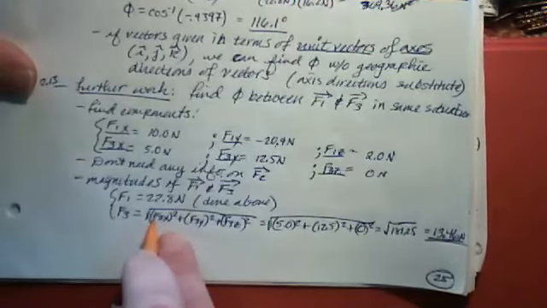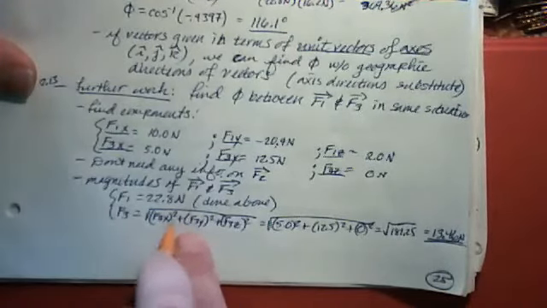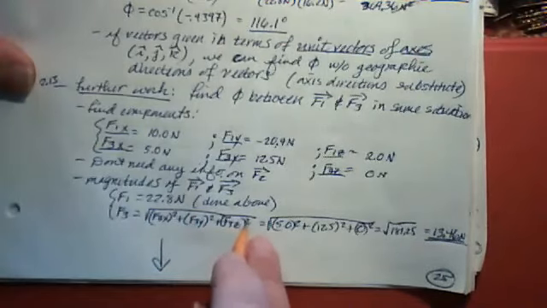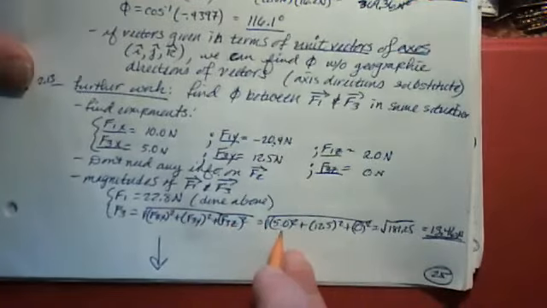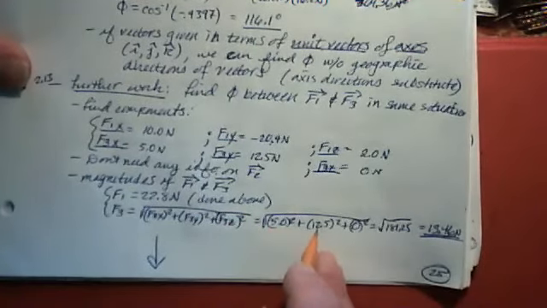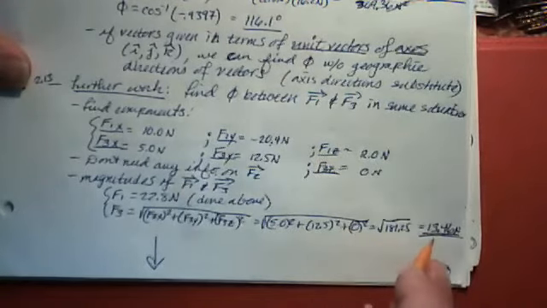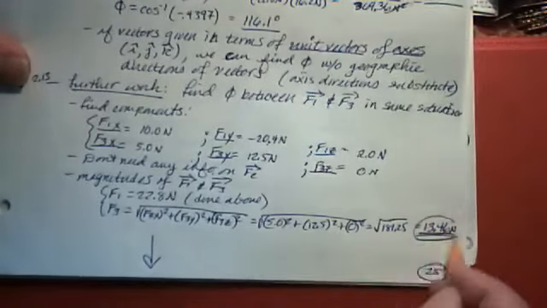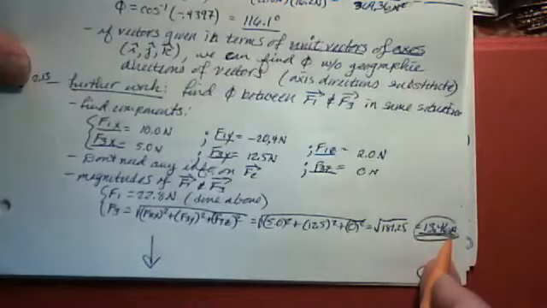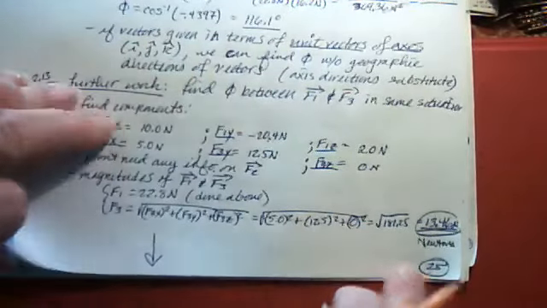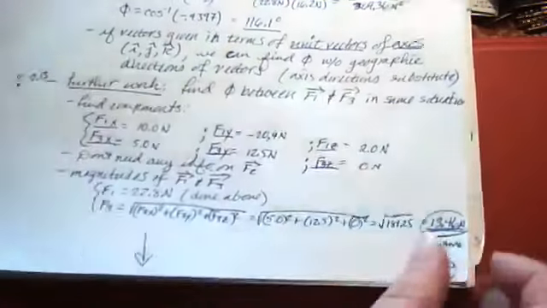F3 is just going to be the square root of the x component of F3 squared plus the y component of F3 squared plus the z component of F3 squared. And that's the square root of 5 squared plus 12.5 squared plus 0 squared. And that is the square root of 181.25, which is 13.46 newtons, because it's a force.